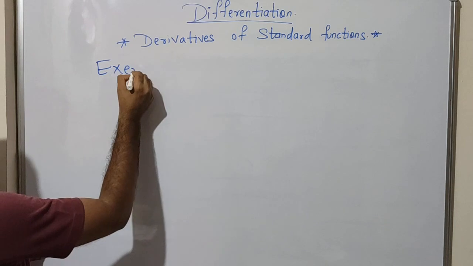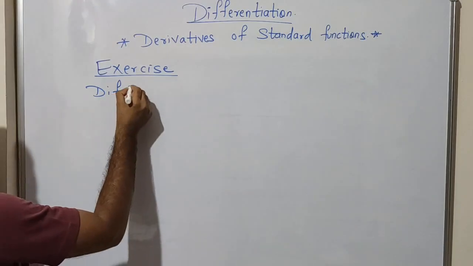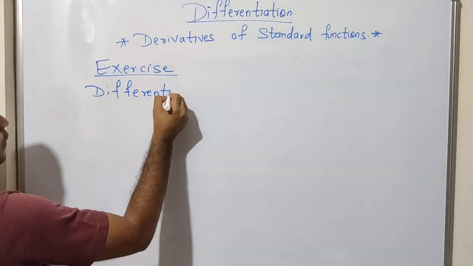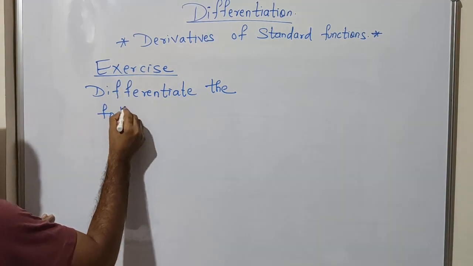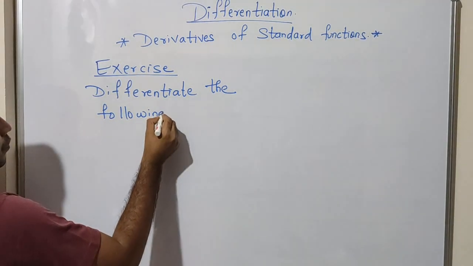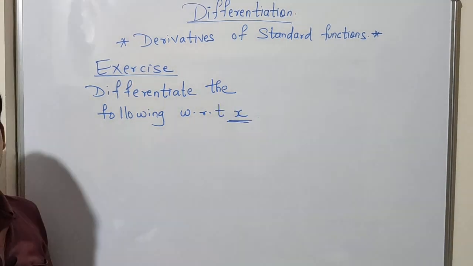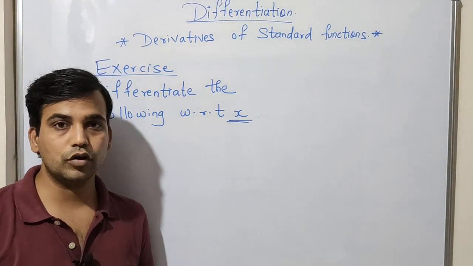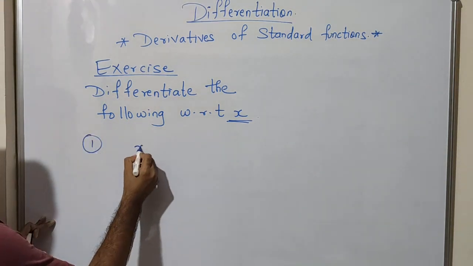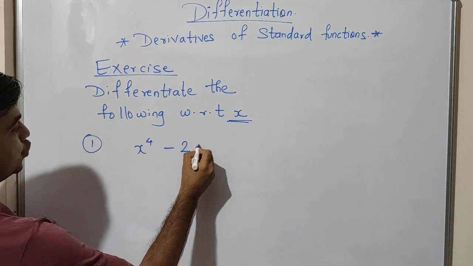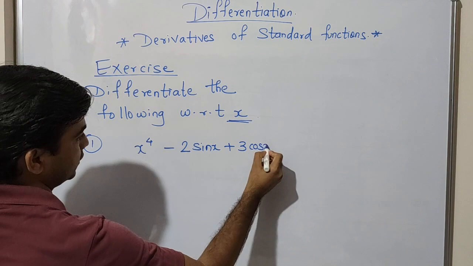Exercise: differentiate the following with respect to x. So let us look at the first question. First question is x raised to 4 minus 2 sin x plus 3 cos x.